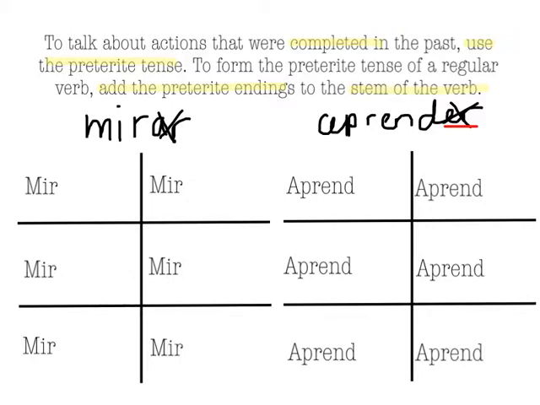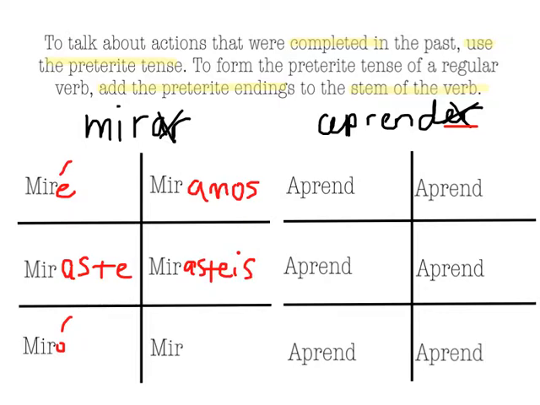So for AR verbs, we have miré, miraste, miró, miramos, mirasteis, and miraron. Sounds a little bit weird with both R's. So our endings on AR verbs are é, aste, ó, amos, asteis, aron.